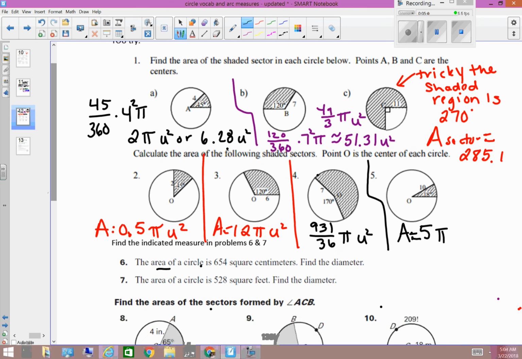Now, be careful with letter C in problem 1 because it's tricky. The same with 4. The shaded region, they don't give us the shaded region angle. We need to find that first by subtracting from 360.